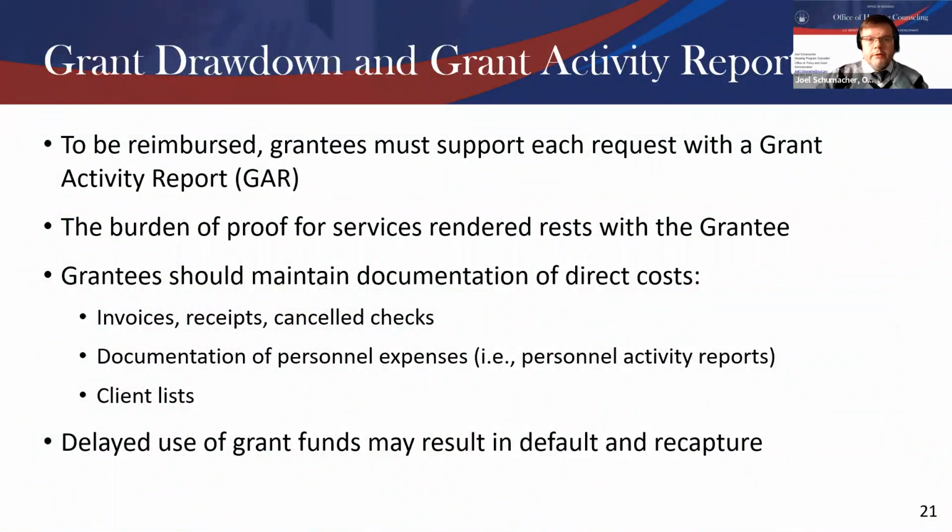In order to get the reimbursement, you're going to submit something called a Grant Activity Report, or sometimes we'll call it GAR by its acronym. I want to remind people the burden of proof rests with the grantee. So as we discussed in the Mentimeter quiz that you just passed, you are required to hold on to your source documentation of all the direct costs for which you seek reimbursement. Those could be invoices, receipts, checks, personal activity reports, etc.